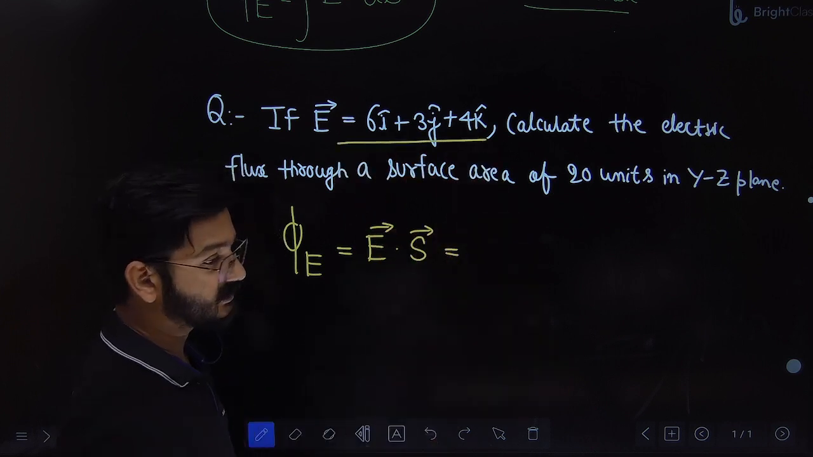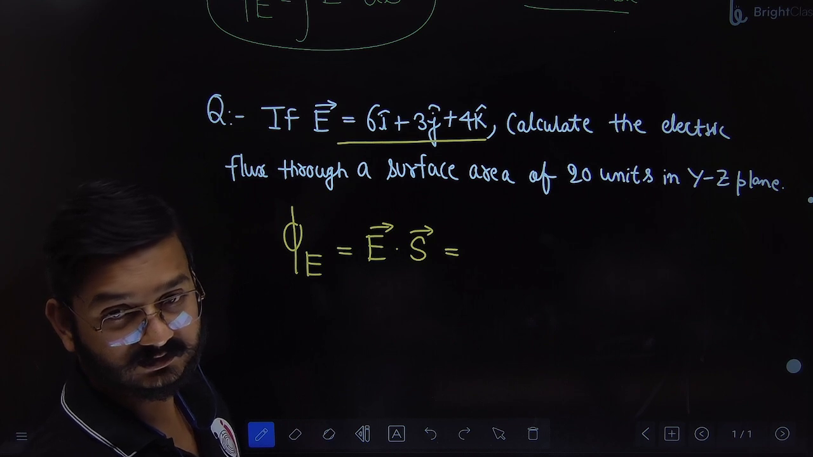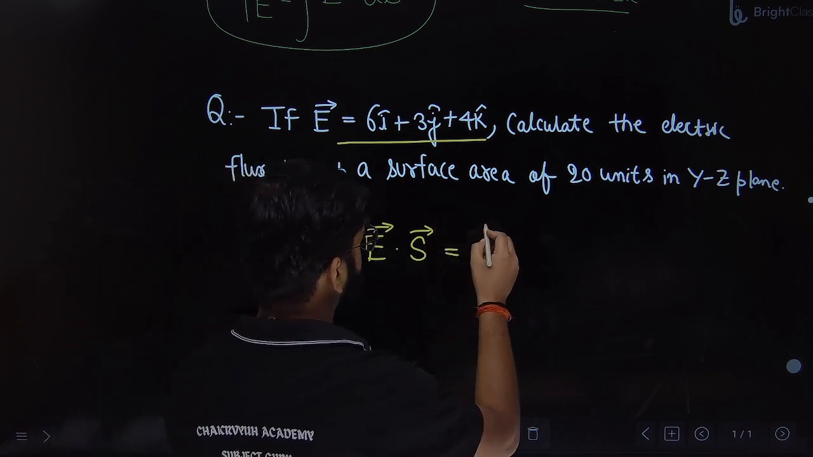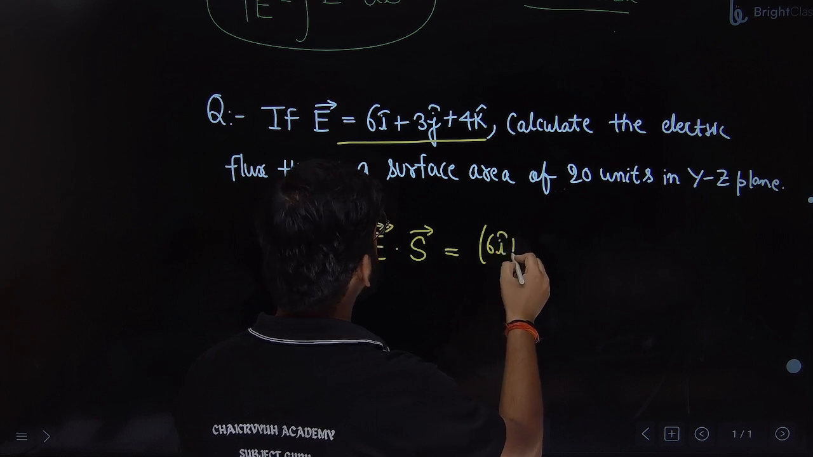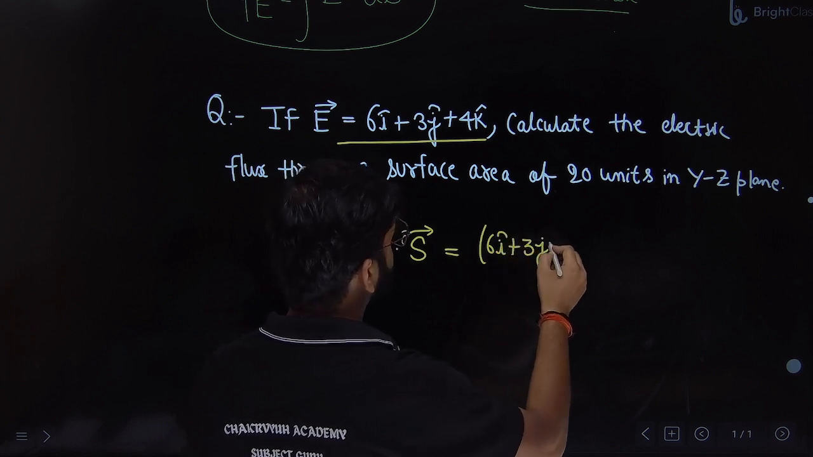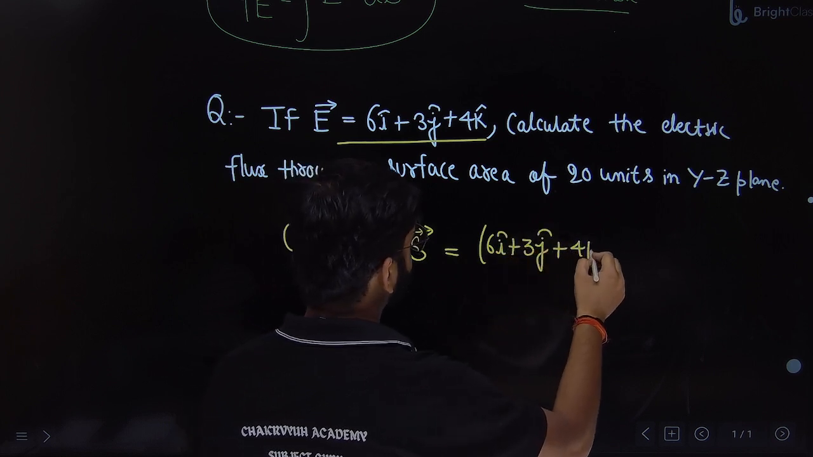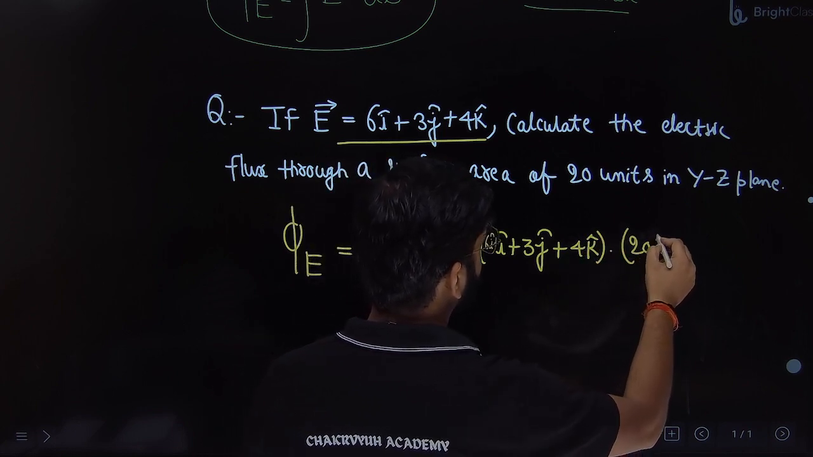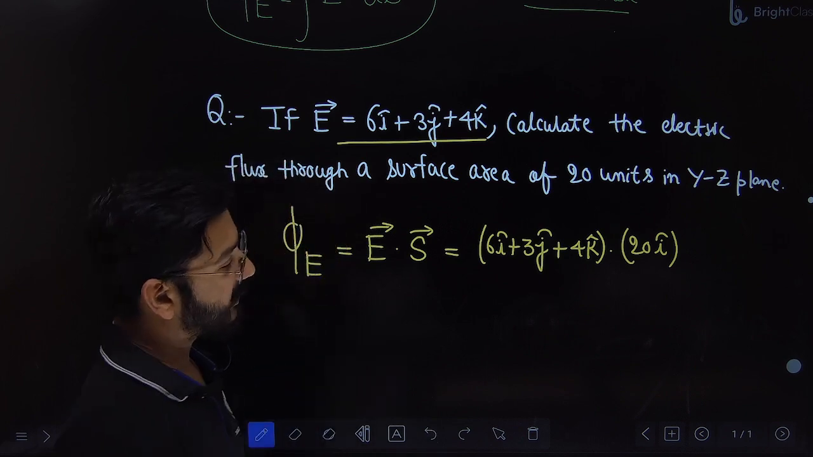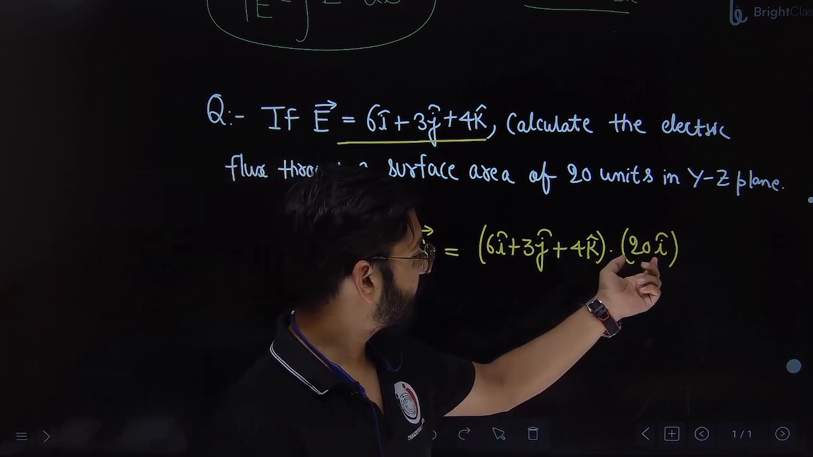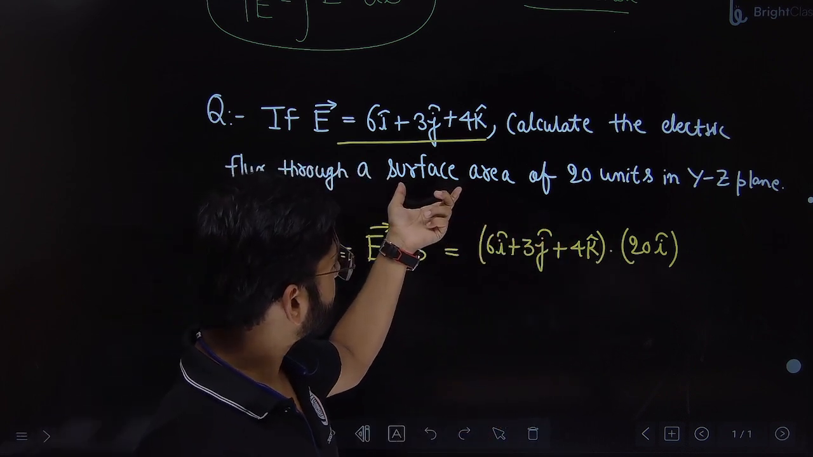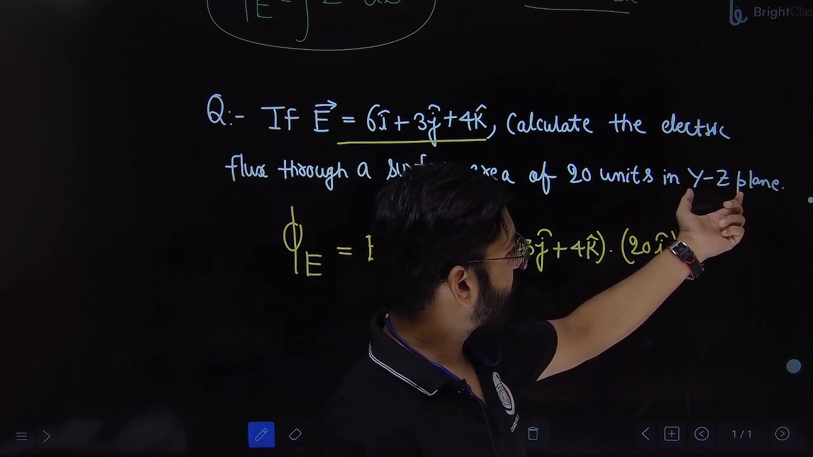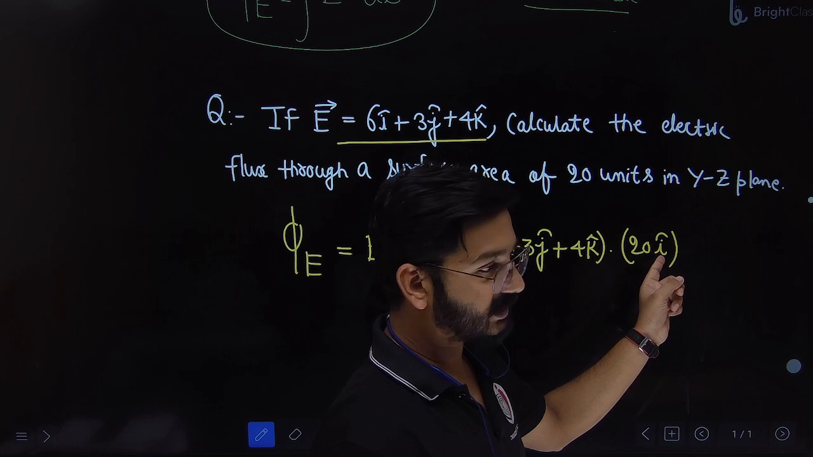Electric field is variable or constant? Constant. So should we use integration? No. Dot product. So 6 I cap plus 3 j cap plus 4 k cap dot 20 I cap. I'm repeating again, this is area vector. Area vector is perpendicular to the surface area. Surface area is in YZ. So perpendicular to YZ is X direction, which is I.